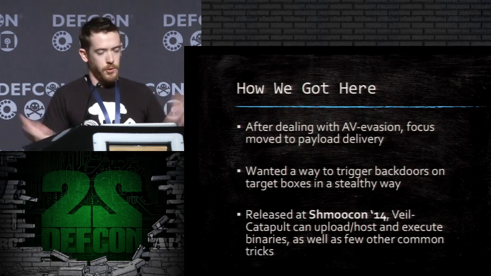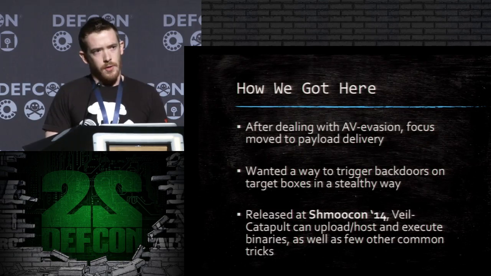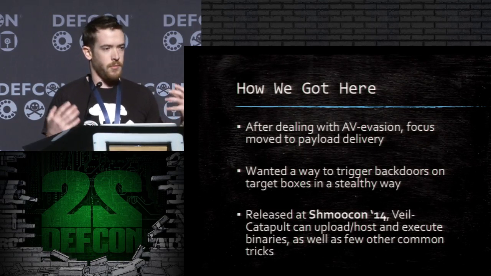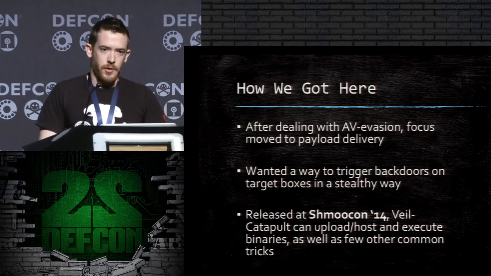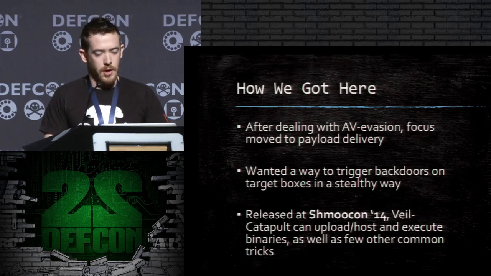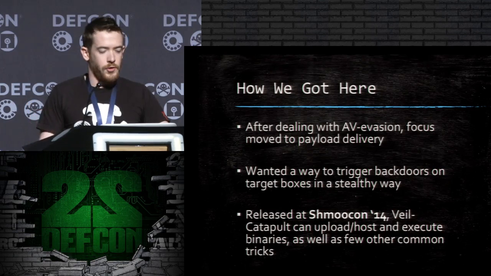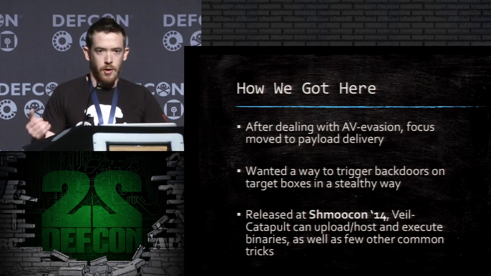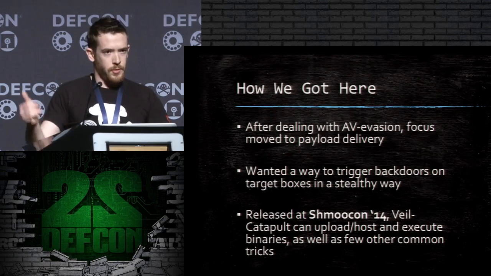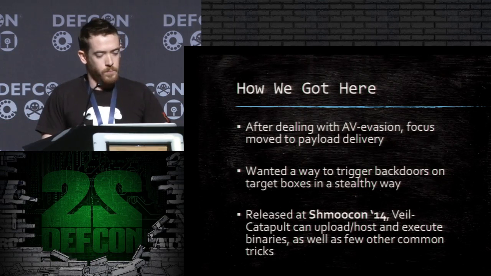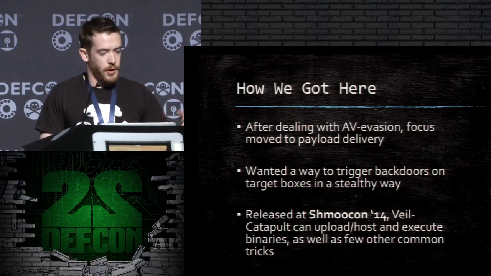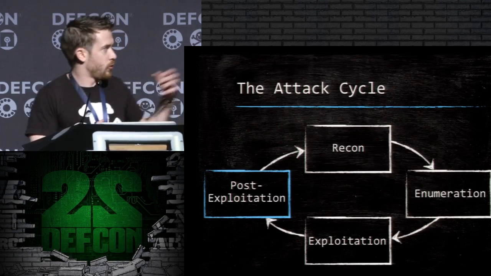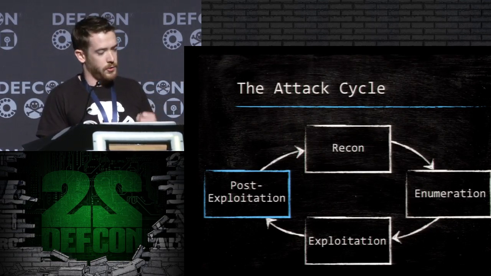So how Pillage came about. After dealing with AV Evasion, our focus started to move towards payload delivery. Now that we have our backdoor, how do we get it on our target machines in an internal engagement and trigger them? So also released at ShmooCon was a small tool called Veil Catapult, which tied in with Veil Evasion and can upload and trigger executables or throw up a little temporary SMB server and do a UNC path back, and I'll go into some more detail with that. And add a few other common tricks like everyone's favorite sticky keys backdoor and RDP stuff and all that.